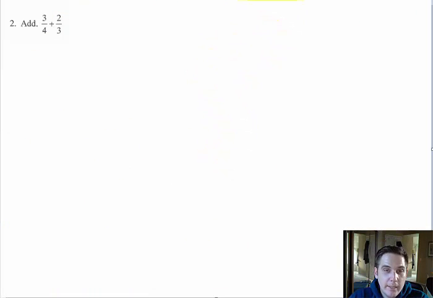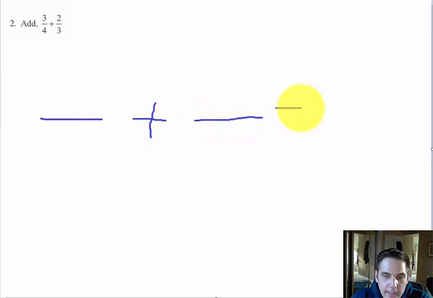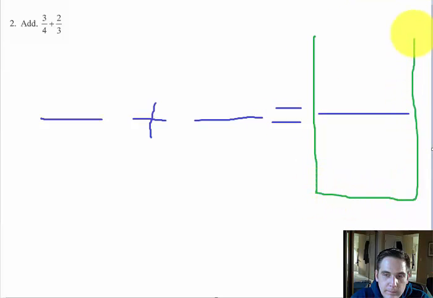Okay, so now it is going to get a bit trickier, I'm sorry to say. Alright, so now we're going to rewrite our problem with just the fraction lines and the symbol, okay? And then we're going to have an equal sign, and then our answer is going to go over here. So, starting with the denominators, we've got a 4 and a 3. We can't leave them as a 4 and a 3. They have to be the same.